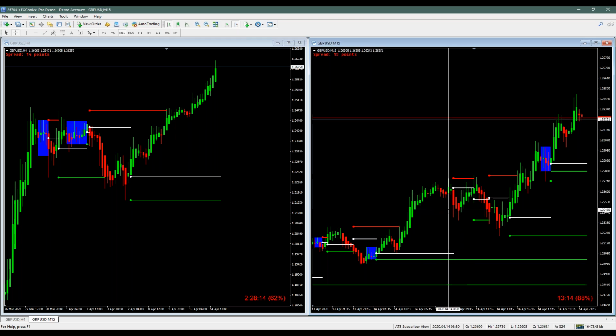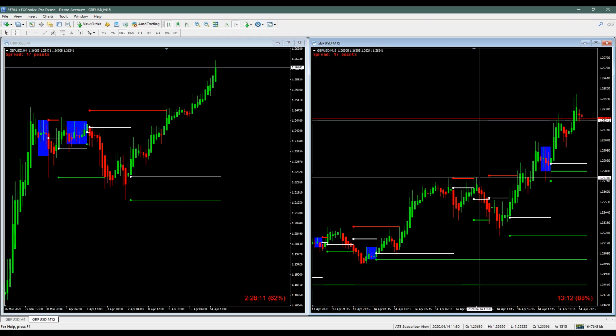levels. One, you can get out on pretty much any liquidity line. If you don't think that it's going to keep on going, then you can get out when it takes out a liquidity line.